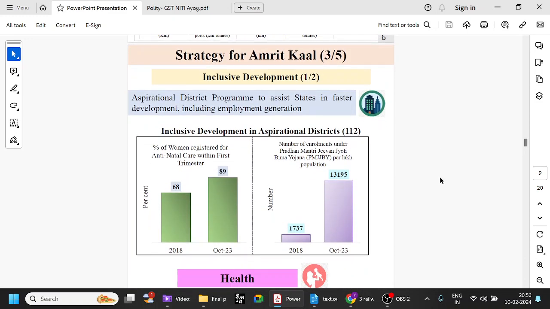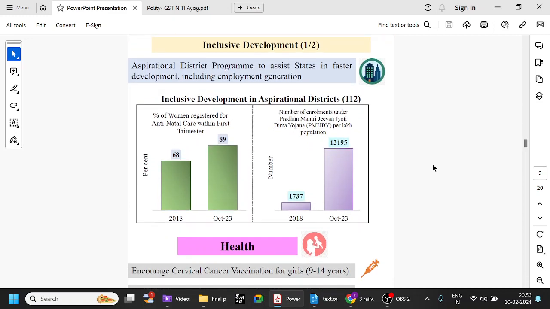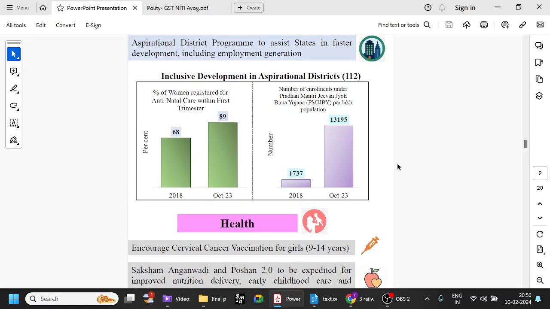So aspirational and the strategy for Amrit Kal. Inclusive development, aspirational district program to assist states in faster development. This is also frequently in news, right? Aspirational district programs, some rankings, awards, etc. are given. So inclusive development in aspirational districts. Percentage of women registered for antenatal care within first trimester has increased. Remember that. And this is the number of enrollments under Pradhan Mantri Jeevan Jyoti Bima.